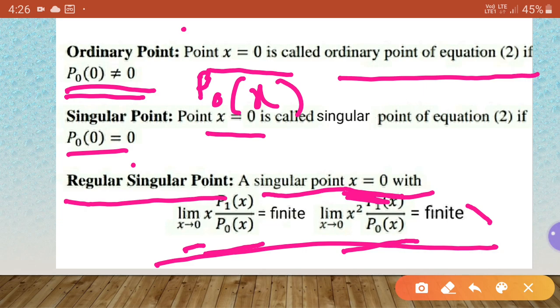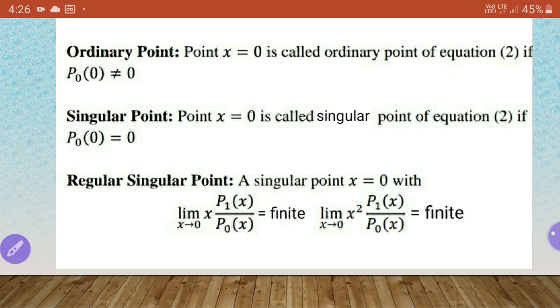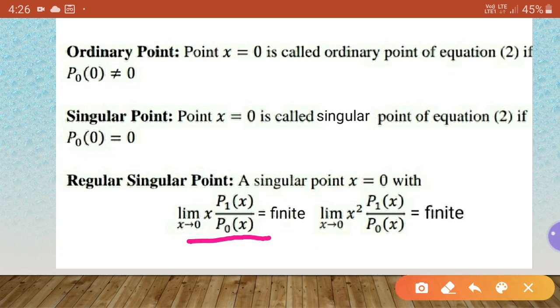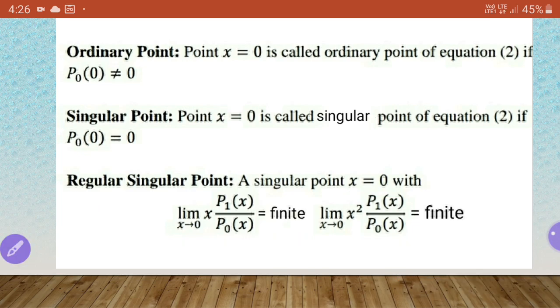So, a regular singular point must satisfy these two conditions. First, x multiplied by p1 of x by p0 of x must be finite, and second, x square multiplied by p1 of x by p0 of x must be finite. If it satisfies these, then we say that x equal to 0 is a regular singular point.